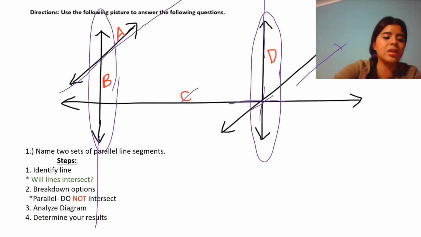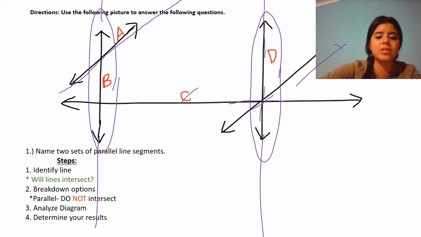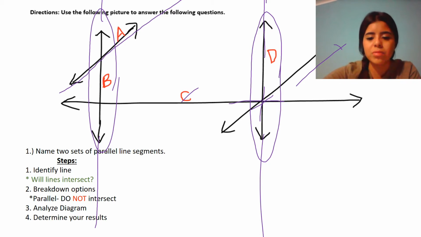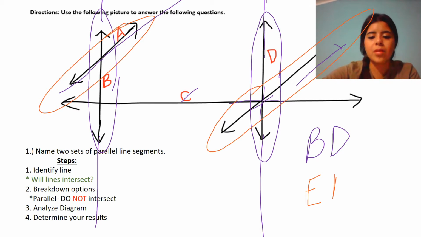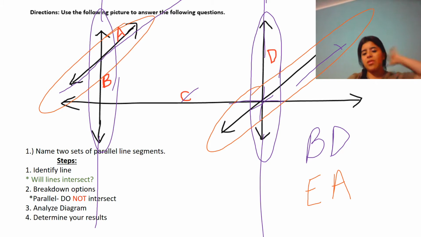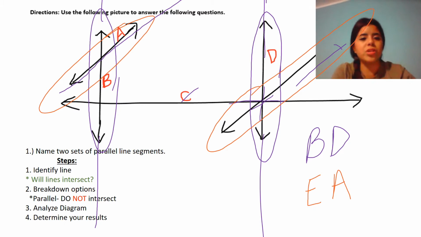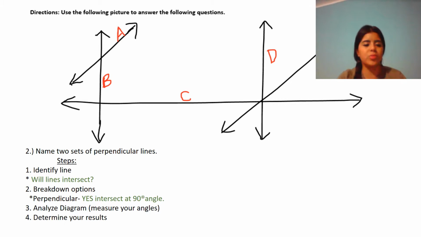We make sure that they never intersect, make our lines. Therefore, our second result is going to be lines B and D. And previously we had E and A. So that was our very first question. Let's go on to our set number 2.